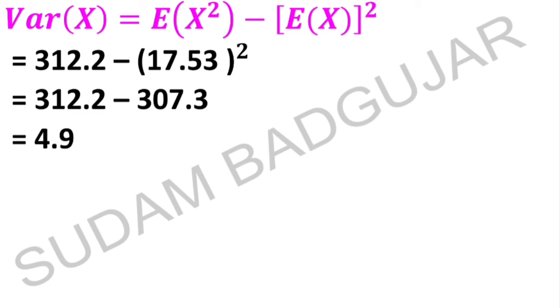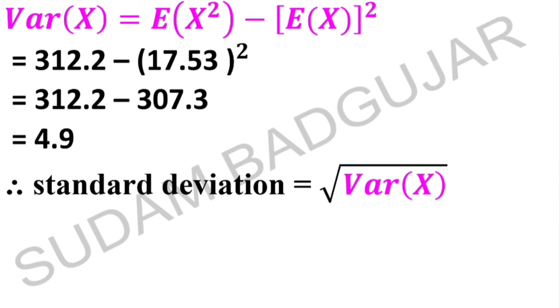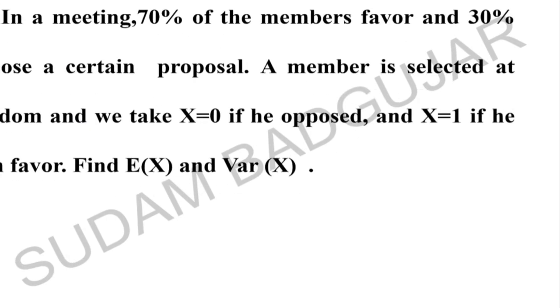Now the last value is standard deviation. What is the formula for finding standard deviation? Under root of variance. Now under root of 4.9 becomes 2.21. By using a log table you will get under root of 4.9. Okay, in this way you will get expected value, variance as well as standard deviation.